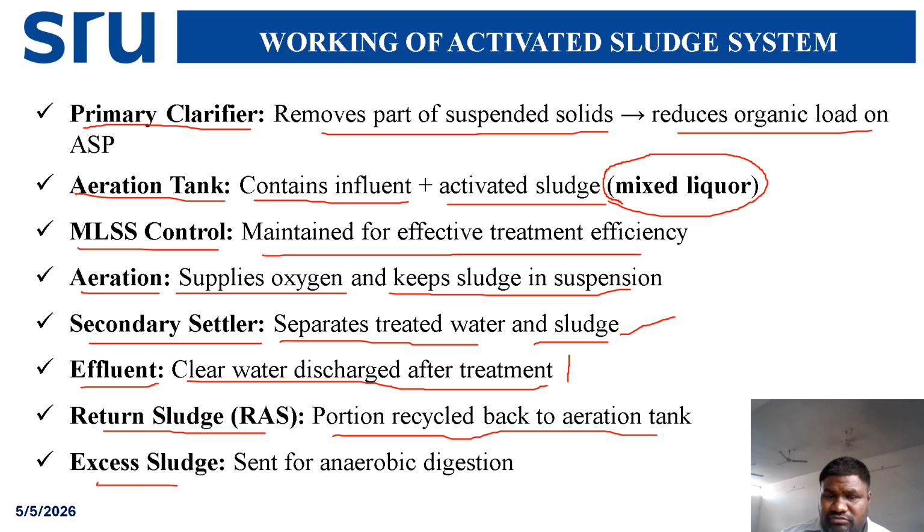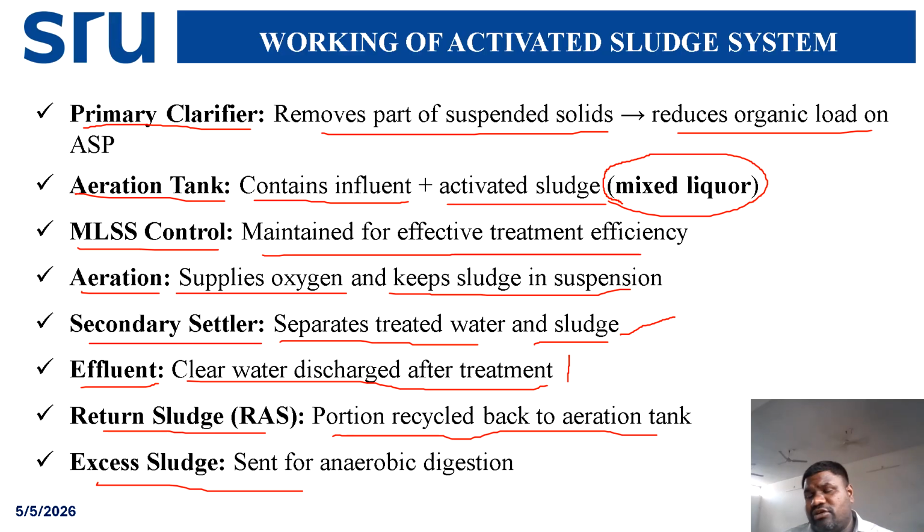Then excess sludge. Some portion of sludge we are sending back to the aeration tank. Then the remaining sludge we need to send for further treatment before disposing into the environment. Here we need to go for anaerobic digestion. Maybe an aerobic digestion option is also there. After this kind of treatment of the excess sludge, what will happen? Then it is called nutrient rich compost that we can use for other purposes. This is basically the working of the activated sludge process.